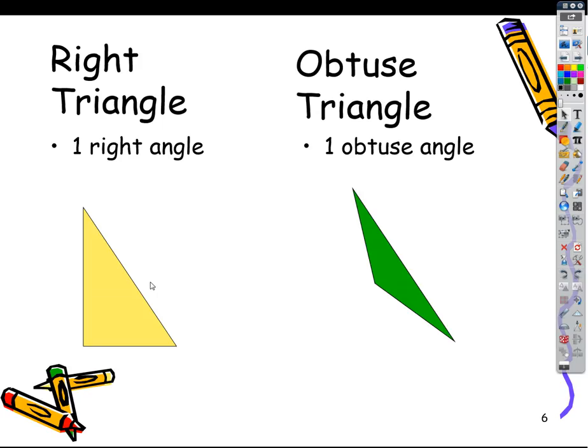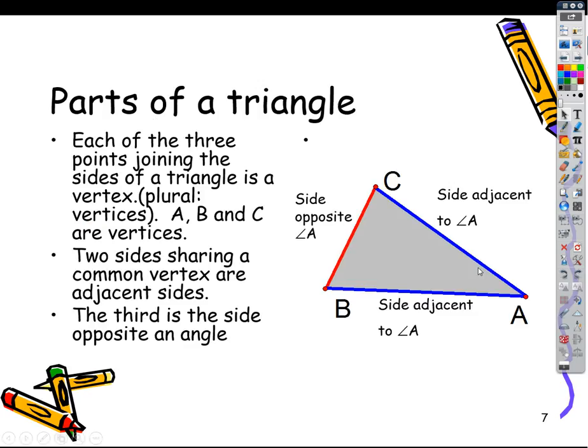Okay, parts of a triangle, the anatomy of a triangle here. So we've already kind of talked about this. We would say that the three vertices here are the points A, B, and C. A is one vertex, B is another vertex, C is the third vertex. If we're talking about angle A, side BC or side CB, it doesn't matter how you name it, right? Either way, that's going to be the side that's opposite the angle A.